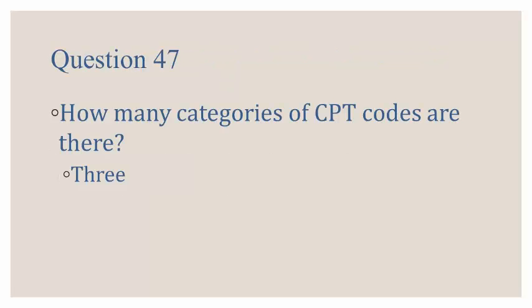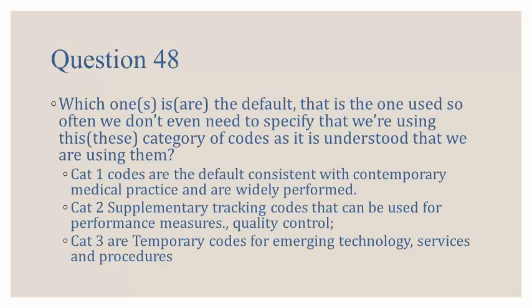Question 47. How many categories of CPT codes are there? There are 3 categories. Category 1, Category 2, Category 3. Question 48. Which one is the default? The one that's used so often we don't even need to specify that we're using this category of codes. Category 1 codes are the default codes. Category 1 codes are those that are consistent with contemporary medical practice and are widely performed.